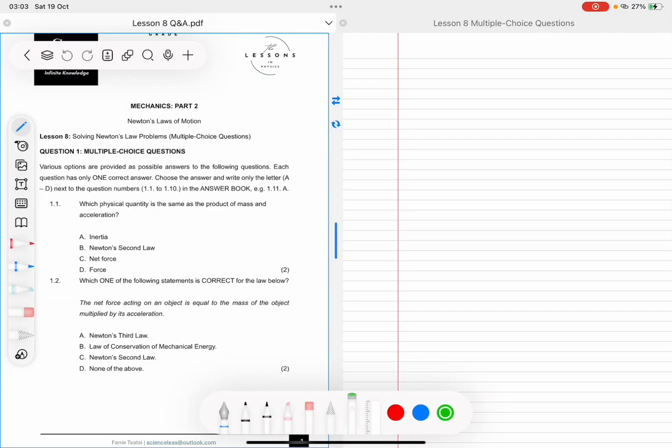It is now time to test our knowledge and understanding of Newton's laws of motion. To get the best out of these questions, I will advise that you go through lesson 1 to lesson 7. Let's go through our multiple choice questions.